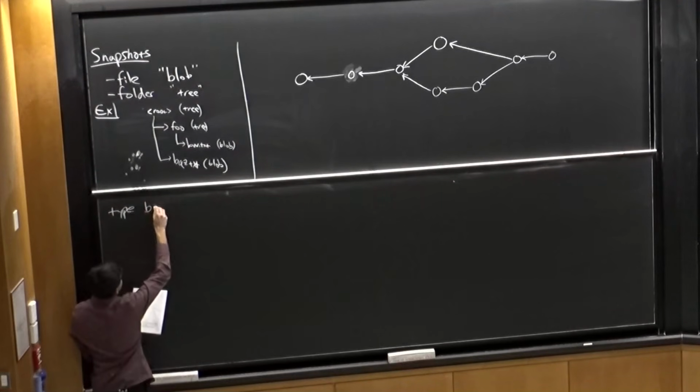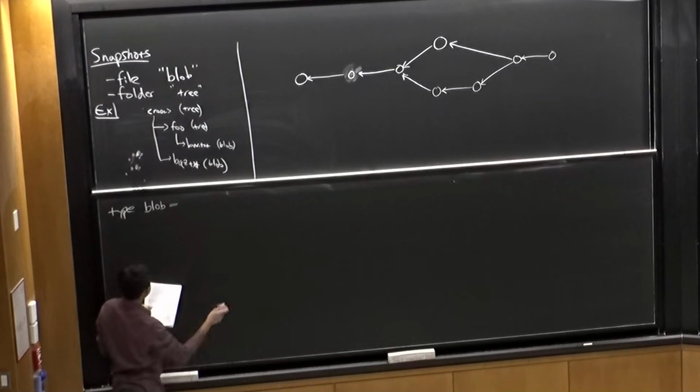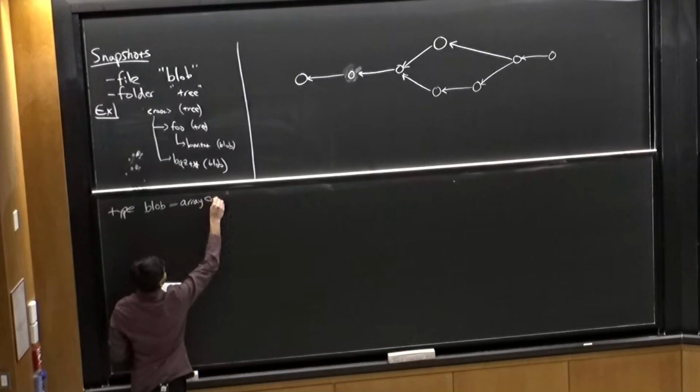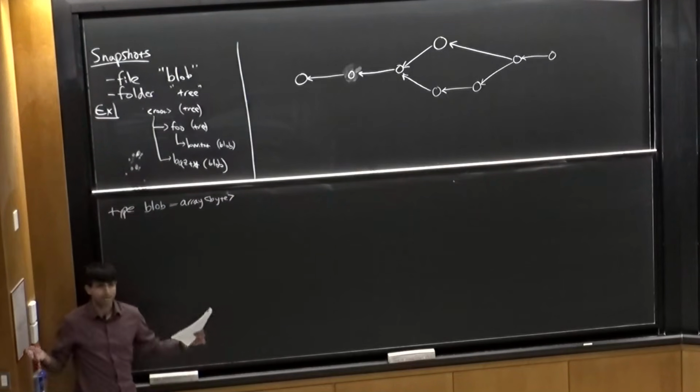In Git, what is a file, or in Git terminology, a blob? It's just a bunch of data. It's a sequence of bytes. I'll write down array of byte. Like on your computer, that's what a file is, right? Just some binary data.